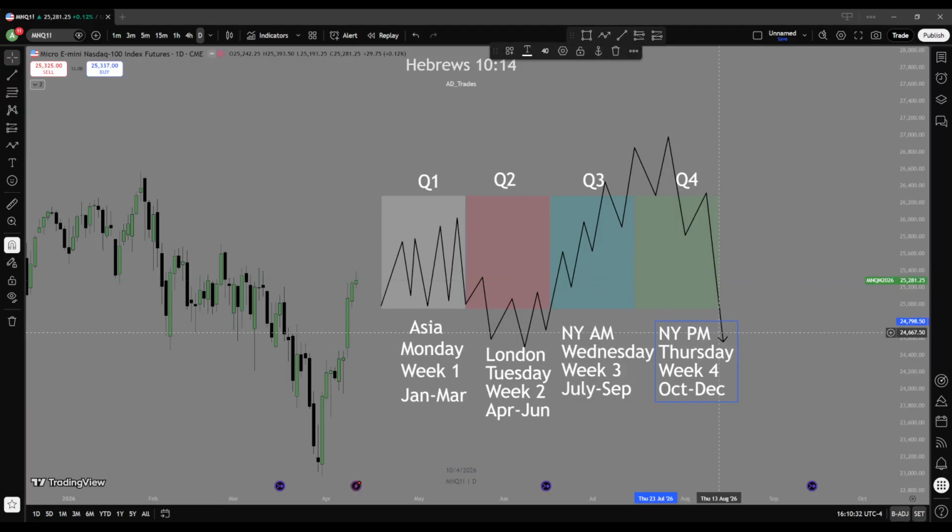There's more. There's also 90-minute cycles. There's also micro cycles, but we're not going to go into that today. It's a little bit too much for even me. This is the general idea, right?